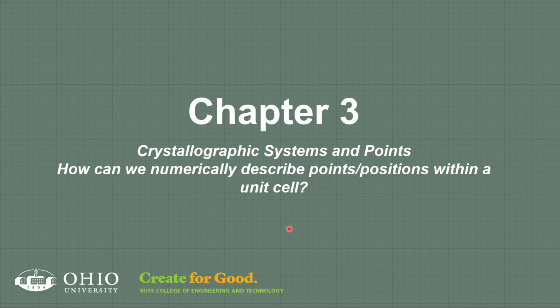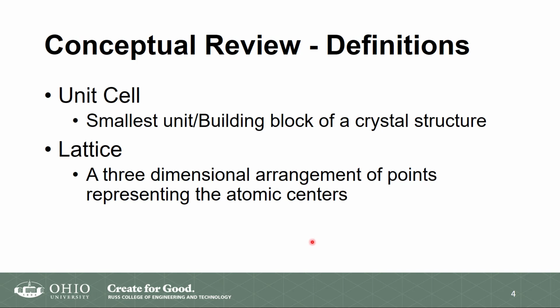So we'll first of all begin with crystallographic systems and points. Basically, how do we numerically describe points or positions within the unit cell? So as a brief review, we talked about the definition of a unit cell as the building block of a crystal structure, and then the lattice as the 3-dimensional arrangement of points representing the atomic centers. So we talked about the unit cell and then the lattice being points that are overlaid on that unit cell.